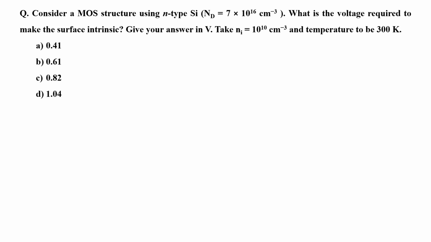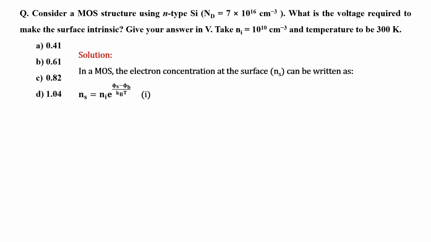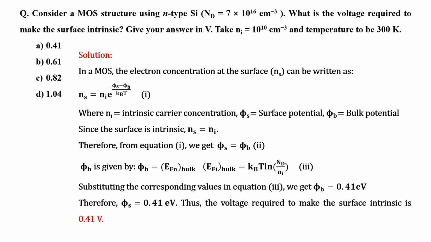Ma'am, 0.41. You've already solved this one, right? Yes, ma'am, it is in the assignment also. Can you tell me the first equation you would use? The potential barrier equals kT ln(ND/Ni), ma'am. They gave the ND, Ni values, and the temperature, and we know the Boltzmann constant. This barrier potential is required to make it intrinsic, so by that equation we can calculate the required voltage. Yeah, 0.41 is the answer. Is it the same equation that Anil also used? Yes. Okay, fine, no issues.